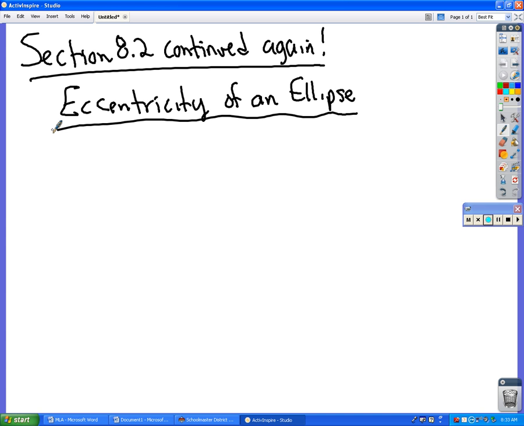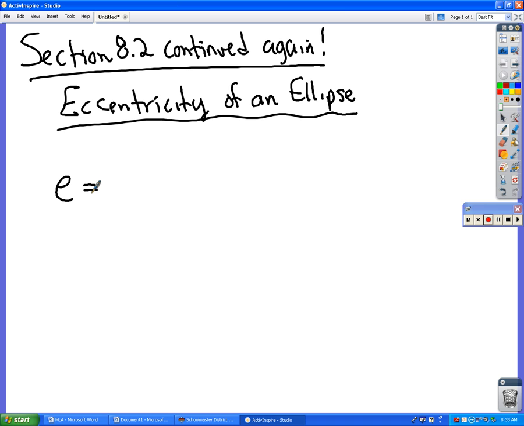It says elongated ellipses have eccentricities close to 1. For example, the orbit of Halley's Comet has an eccentricity of about 0.97. Nearly circular ellipses have eccentricities close to 0. For instance, Halley's Comet. Oh, well, there you go. I'm sure you talked about its eccentricity in there.